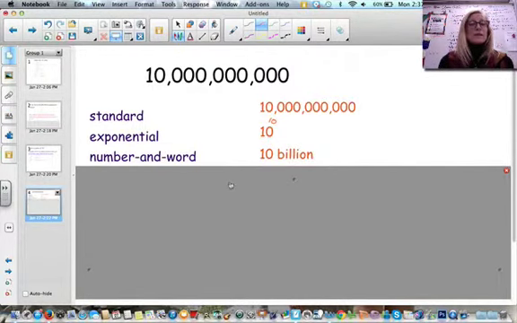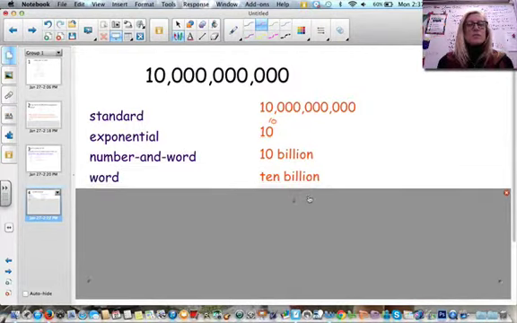Then if I were to write that same number in number and word form, this is also one that gets a little bit fuzzy because there's also word form, and word form is completely 100% just writing the words out. Number and word form is a combination of the number and then the place value. So 10 billion. It's an easier way of writing a really lengthy number without writing out all the zeros. And then, of course, in word form, you even write out the 10.